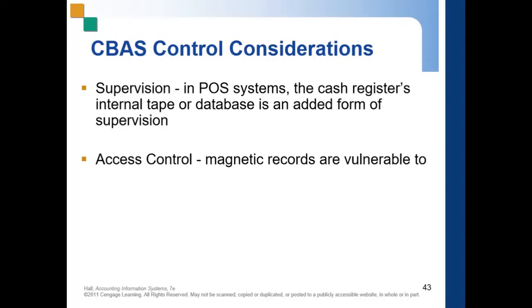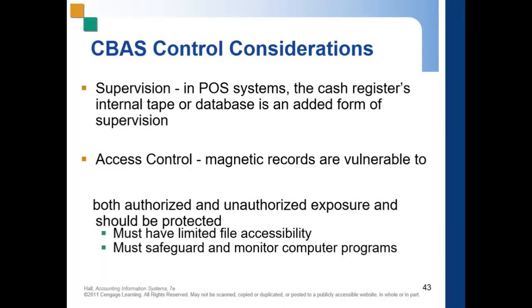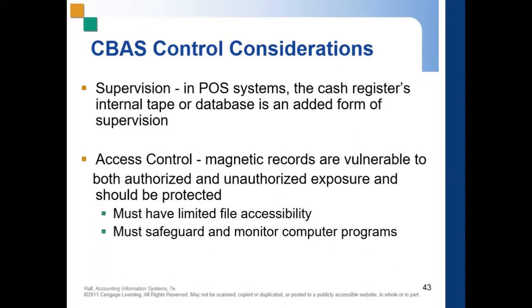And then for access controls, magnetic records are vulnerable to both authorized and unauthorized exposures and should be protected. Meaning employees must have limited file accessibility and must safeguard and monitor computer programs. So you implement user IDs. Each employee has a user ID, and that user ID can only access a specific format or specific process.